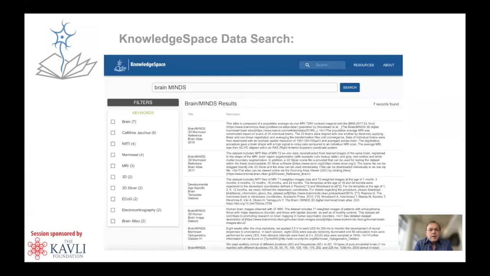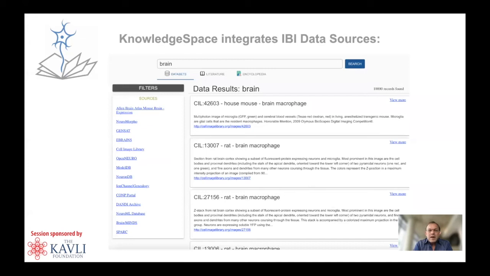Because Brain/MINDS adopted a standard data model and worked closely with the INCF Knowledge Space team, their data sets are now searchable within the Knowledge Space. In fact, the Knowledge Space now integrates a broad array of IBI data sources, including the Canadian Open Neuroscience Portal data, as well as DANDI and SPARC and others, including EBRAINS' Knowledge Graph. These data are now searchable because of the work of the INCF Knowledge Space to integrate those data sources based on some common metadata.